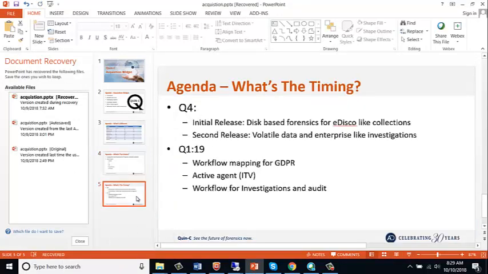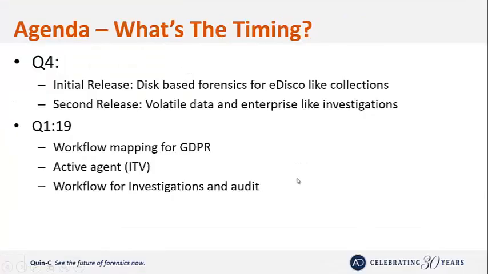Oh, excuse me. No, let me do one more. Yeah, here we got one more slide. What's the timing? Q4 has the initial release of the disk-based forensics for eDiscovery-like collections. And then we'll have a second release in Q4, again with the volatile and enterprise-like investigations. So 2 rapid releases here. Most of the technology, again, is already completed.